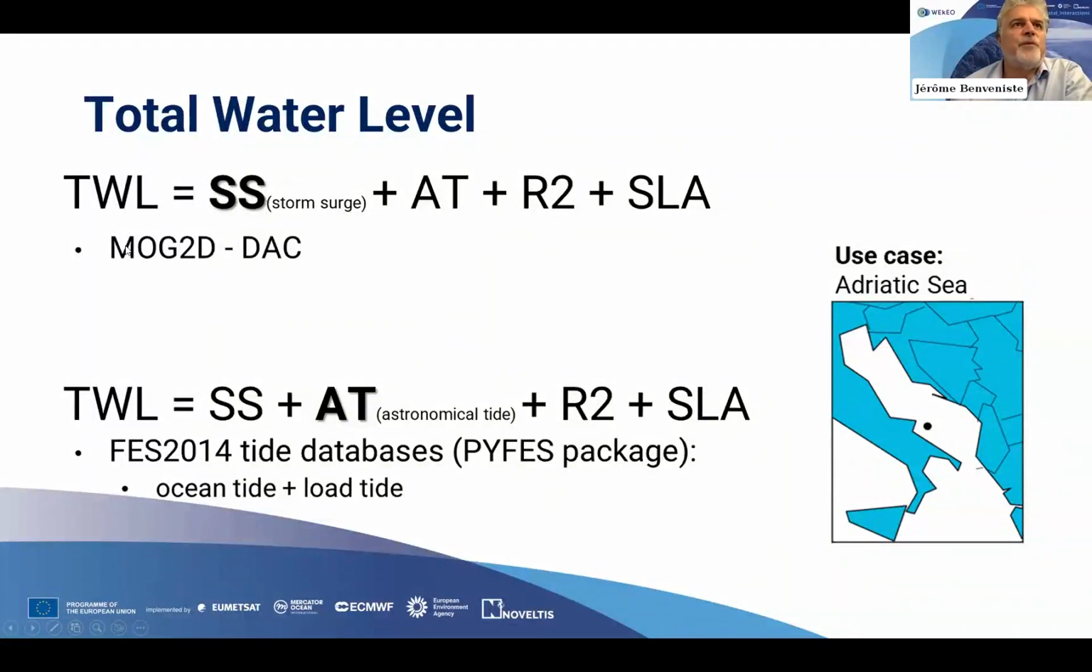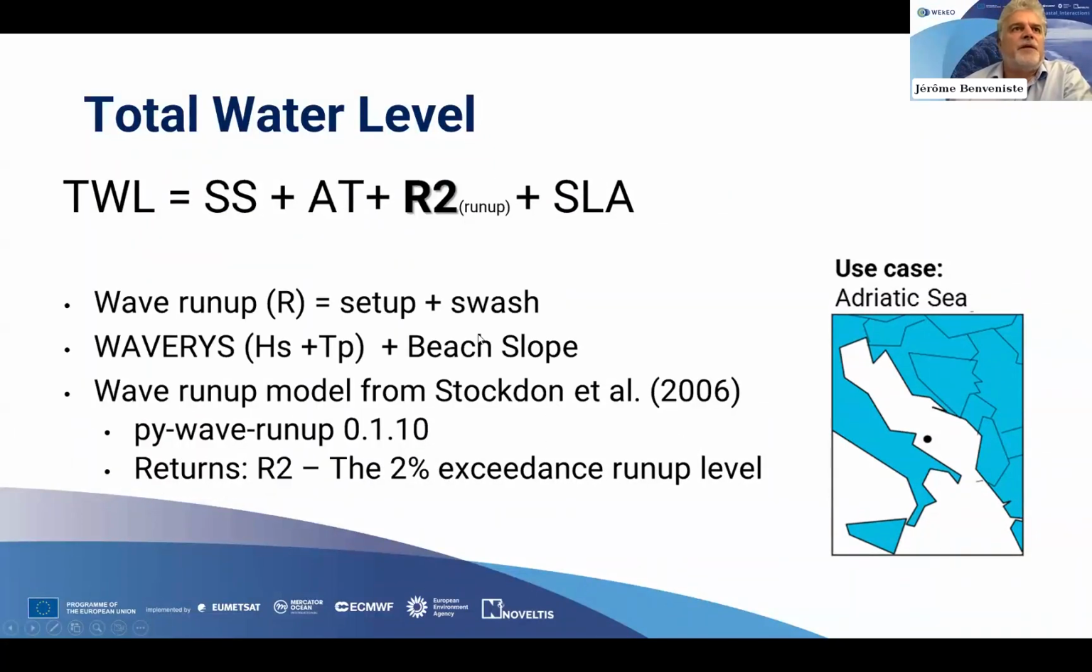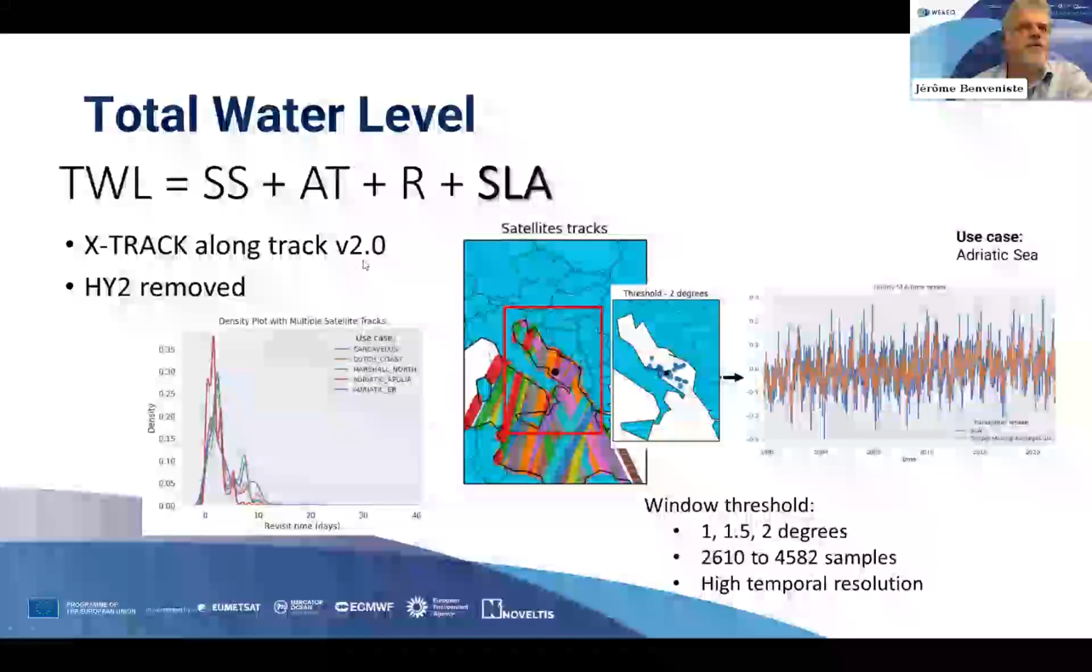So storm surge comes from the Mog2D dynamic atmospheric correction, which is developed at LEGOS in Toulouse. The tide also comes from the FES model developed at LEGOS in Toulouse. Then for the wave run-up, we tried two different models. The first one is essentially wave height and wave period, plus taking account of the beach slope. And we looked at the Stockdon model as well, which also provides an estimate of the run-up.